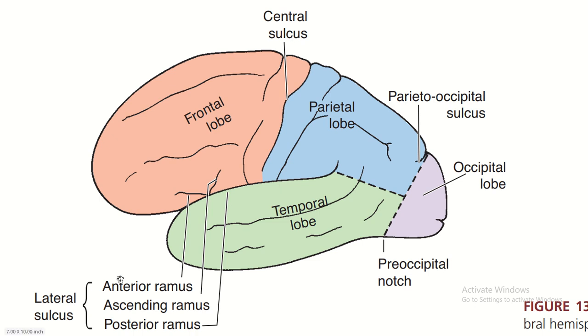Let me go to the lateral sulcus. Right. So the lateral sulcus is going to be made of 3 rami. You're going to have an anterior ramus, an ascending ramus, and a posterior ramus. So the major part of the lateral sulcus is going to be made by the posterior ramus. It is this posterior ramus that will be dividing mainly the temporal lobe from the frontal and parietal lobe. But the anterior and ascending rami are found on the frontal lobe.